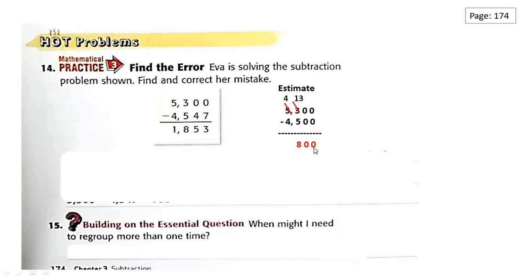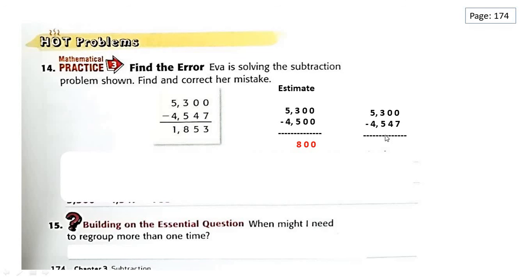And here, if we compare the estimated difference with Eva's answer, we can notice that there is a big difference between 1,853 and 800. So we know that Eva's answer is not reasonable. There is something wrong here. What is it? Let's find the exact answer, and then we will know what the mistake is.